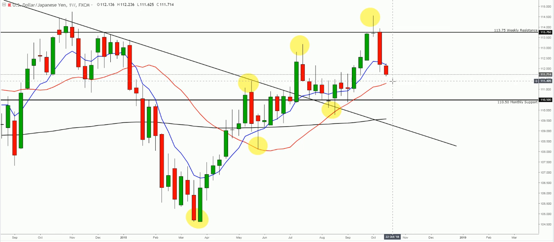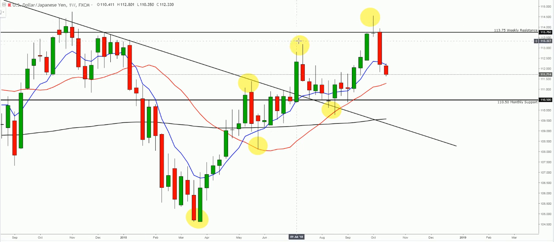So I'm looking at price coming down to this 111, or probably 111.30 region, potentially a bit lower to around the 111 flat, and then after that we'll have to assess price action to see the potential to head down towards that monthly support level.